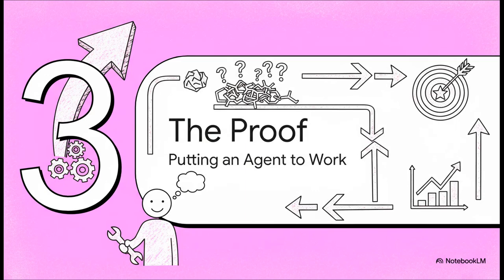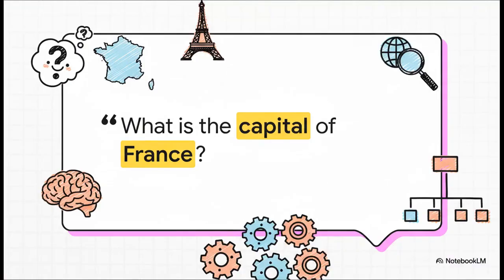Okay, theory is great and all, but let's see this blueprint actually work. We're going to look at a real practical example that shows the huge, dramatic difference between a custom-built agent and just your standard out-of-the-box AI. So here's our test case. A user asks a really simple, straightforward question. What is the capital of France? Just a basic little fact check, right?